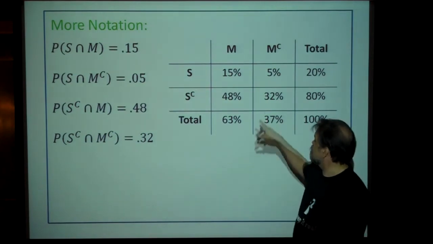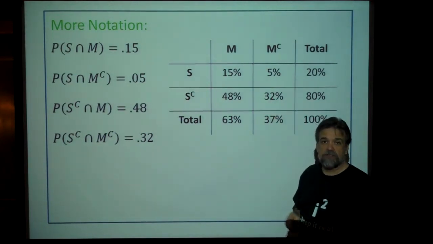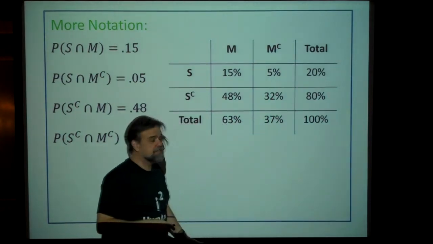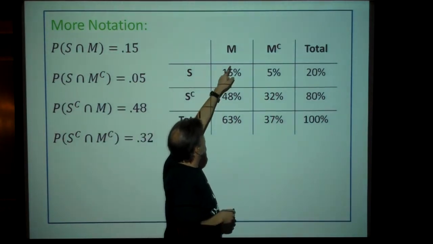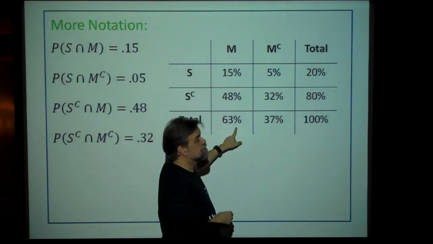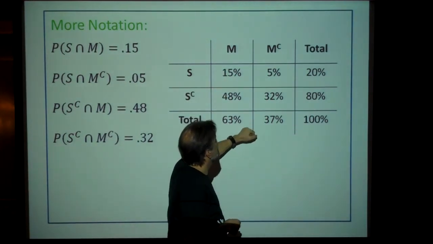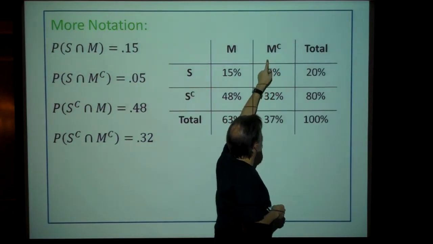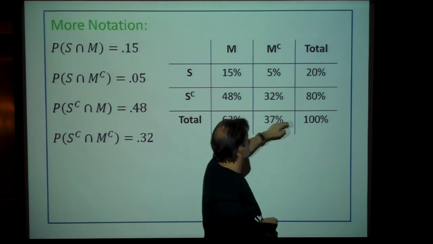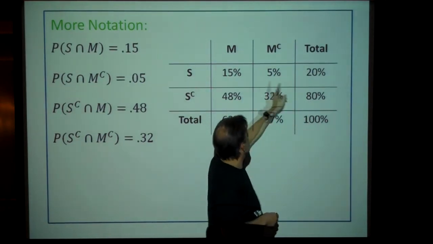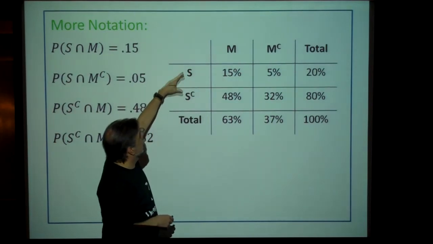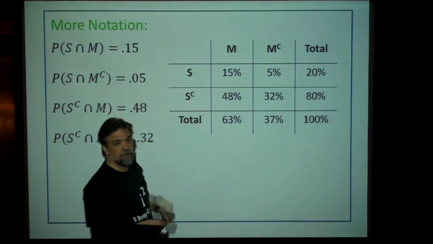The only difference is this one has percentages. It's all relative instead of actual numbers. But it's the same idea. Here we have the musicians. So 63% of our school is people who play musical instruments. Here we have the complement of that set, so non-musicians. And here's the total. So this plus this has to equal that. This plus this is that. This plus this is this. And then here we have our soccer players, our non-soccer players, and the total there.